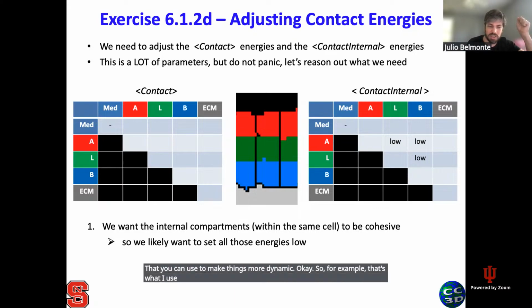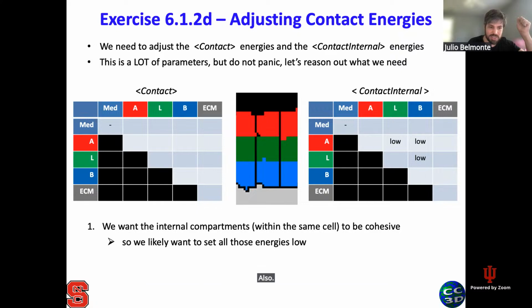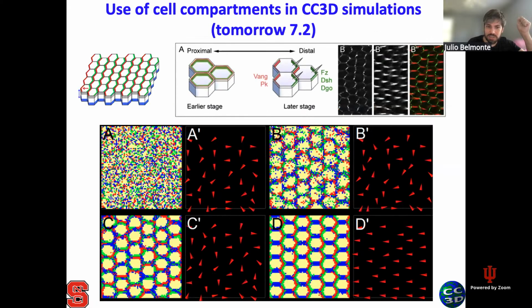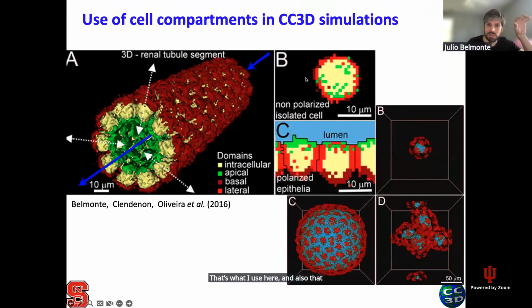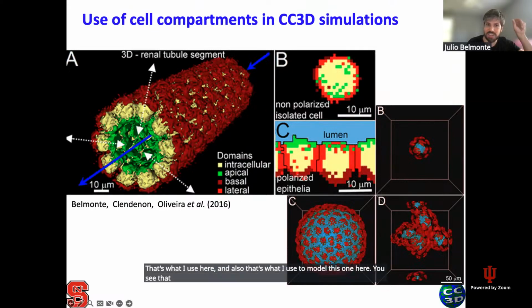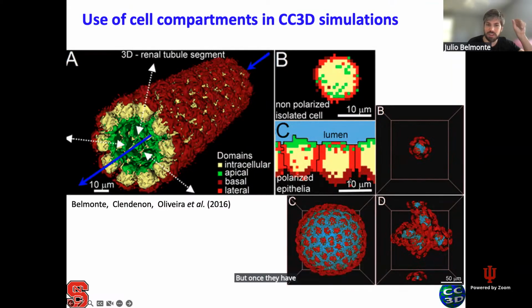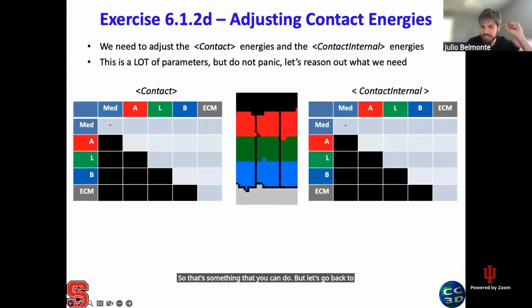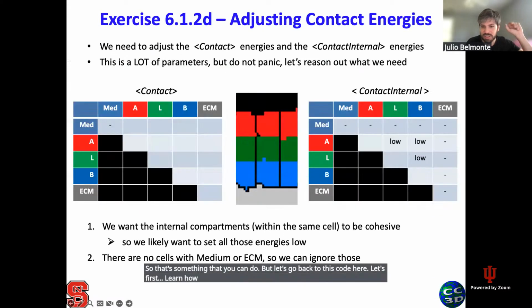For example, let me go back very quick here. That's what I use here, and that's also what I use to model this one here. You see that they're kind of mixed, but once they have contact with other things, they become well separated. So that's something that you can do. But let's go back to this code here. Let's first learn how to use this the correct way.